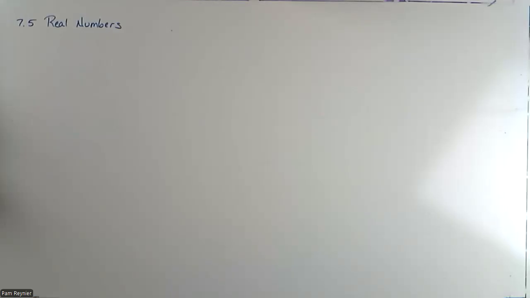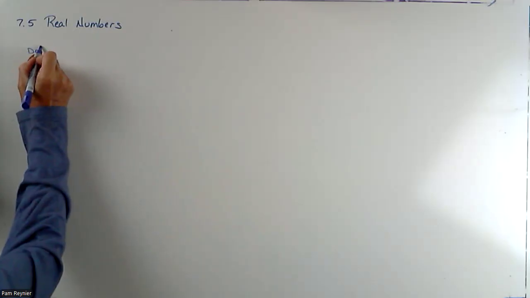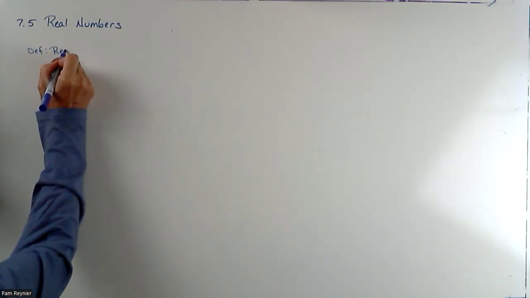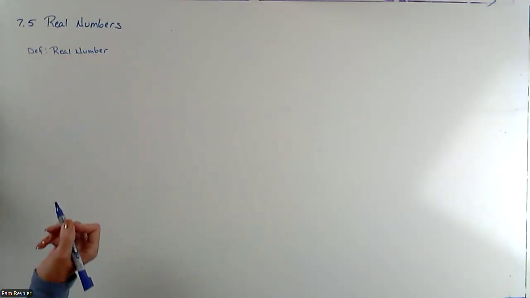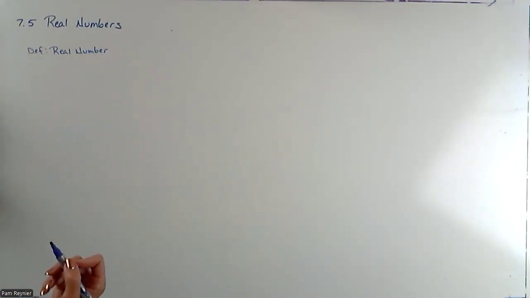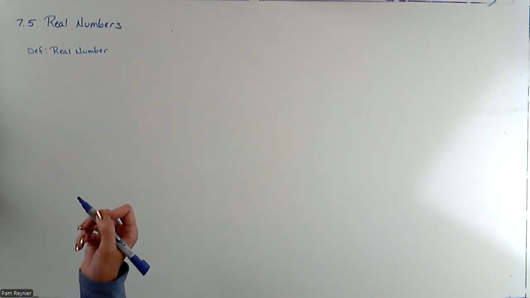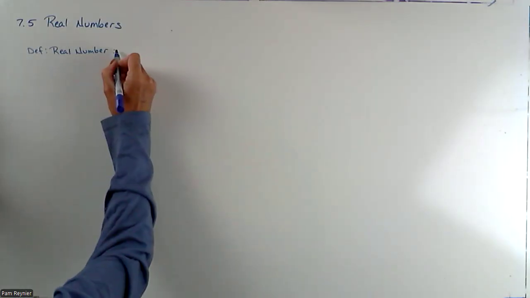All right, let's take a look at 7.5, real numbers and the real number system. So first of all, let's take a look at what we mean by a real number. And then I'm going to look at organizing it in a way that might help for the visual. It's any number which can be represented as a decimal.